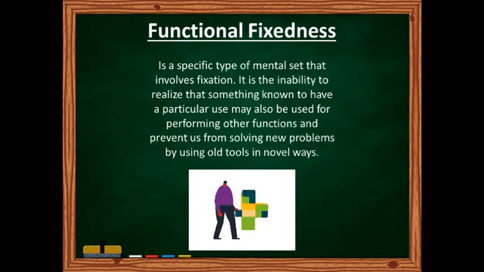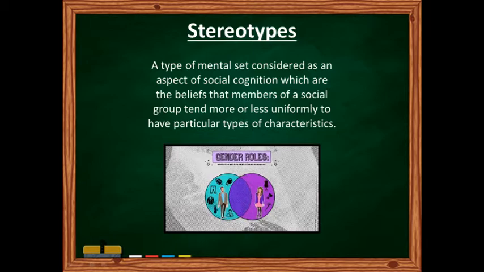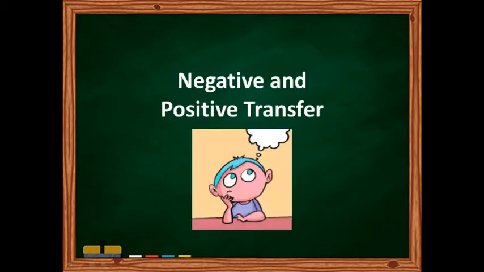Functional fixedness is a specific type of mental set that involves fixation. It is the inability to realize that something known to have a particular use may also be used for performing other functions, and it prevents us from solving new problems by using old tools in novel ways. Stereotypes are a type of mental set considered as an aspect of social cognition, which are the beliefs that members of a social group tend more or less uniformly to have particular types of characteristics.